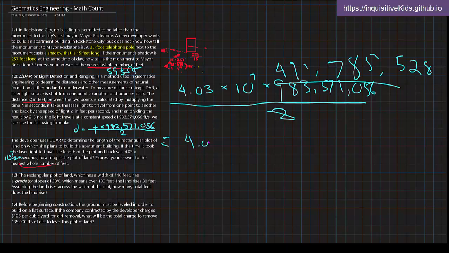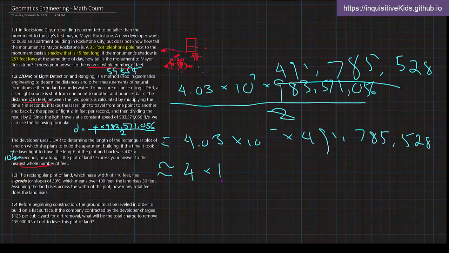So 4.03 times 10 to the 7th times 491,785,528. And the problem says express your number to the nearest number of whole feet. So that's just going to be about 4 times 10 to the 7th power times 491.